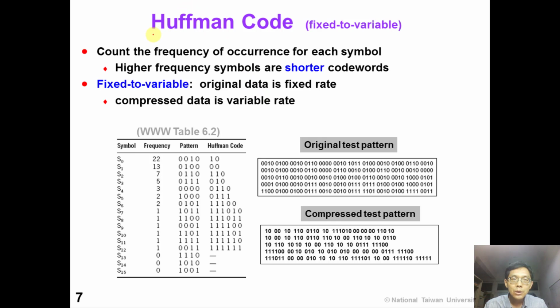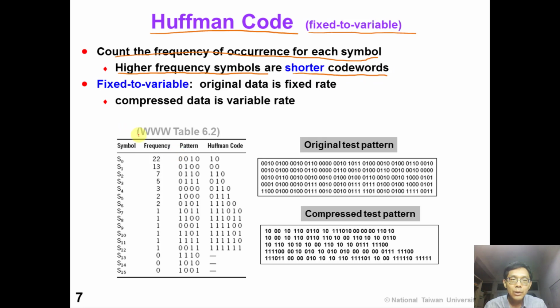The dictionary code compression cannot provide a very good compression ratio, so we can further move on to the Huffman code compression, which is a fixed-to-variable rate compression. The idea of Huffman compression is that we count the frequency of occurrence of each symbol, and we assign a higher frequency symbol to a shorter code word. In this way, we can compress the data in a more efficient way.